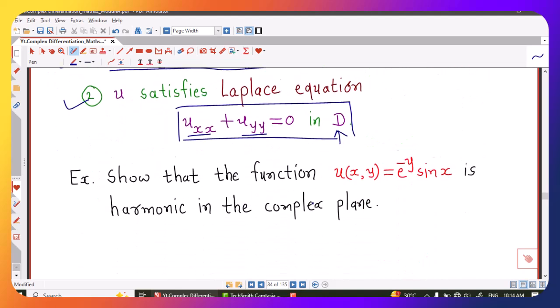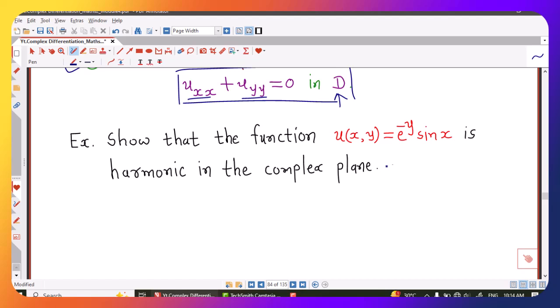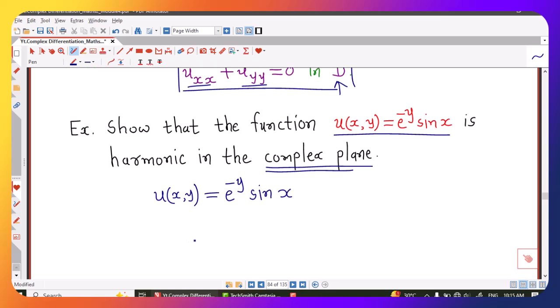We consider one function and we prove that it is harmonic in the complex plane. Here our domain is the complex plane, that is the xy plane. So it is easy to prove this. First we will find the first and second order partial derivatives of this function. The given function is u equal to e raised to minus y times sin x.